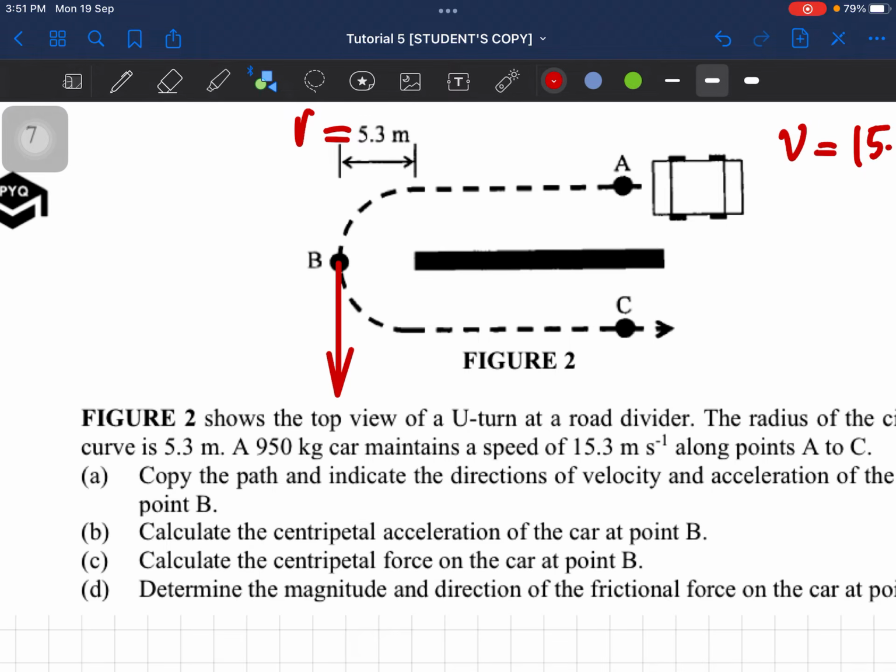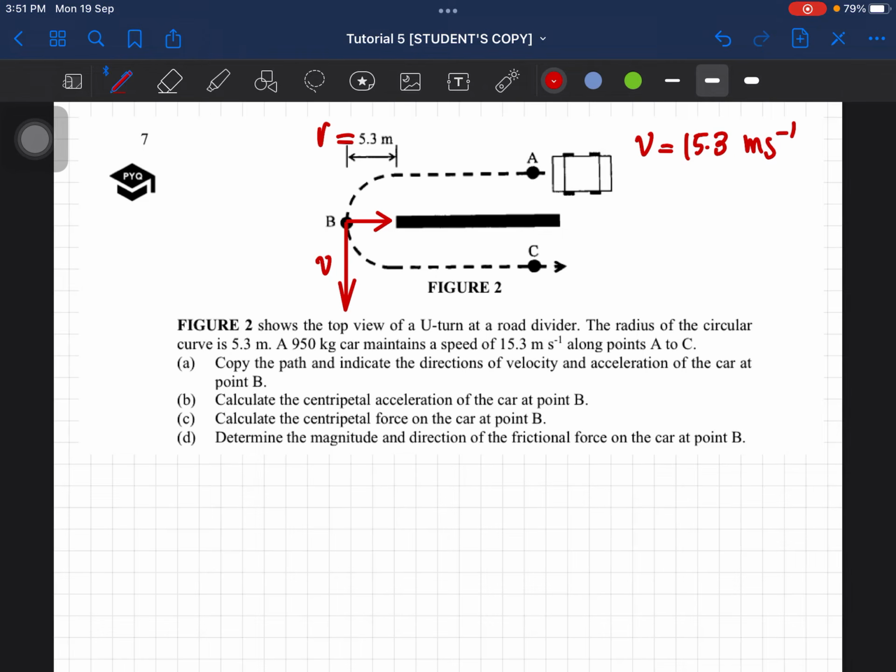Next, the acceleration. Remember, acceleration is always perpendicular to the velocity. So acceleration will point to the center. That's it, very, very simple. So if you are asked to submit this question, you draw it like this. Copy the path first, and then label this as your acceleration.